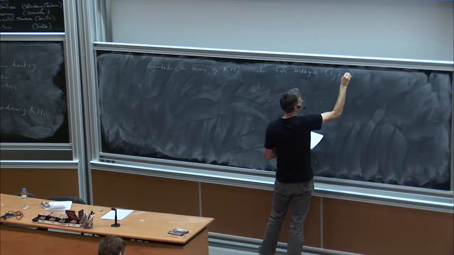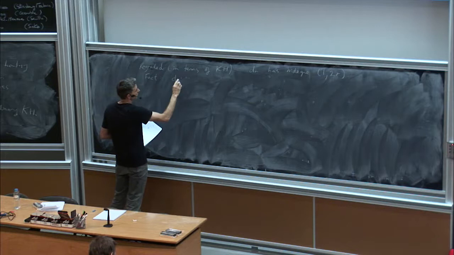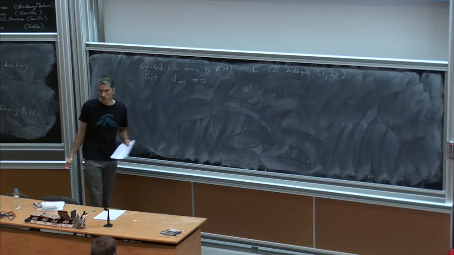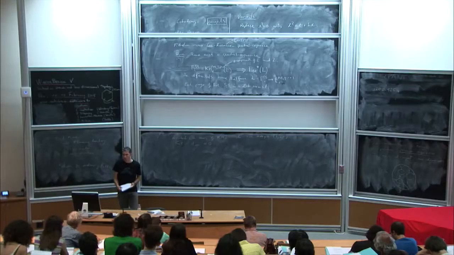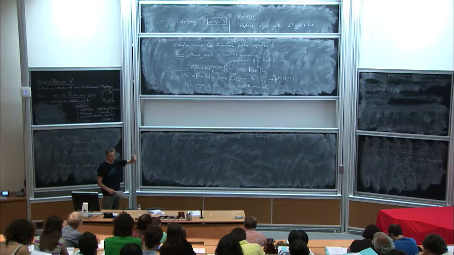And one other fact about this is that d_r for r odd, the differential is just zero. This is just something to do with the filtration and the indexing that I'm using. The filtration is that you never jump up one step in the filtration, you'll always jump up two steps.